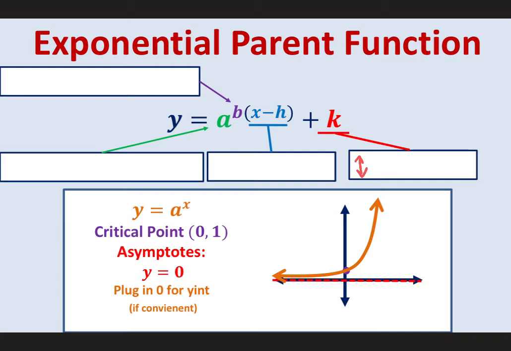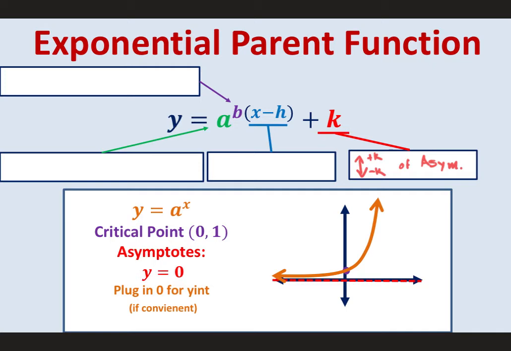So an up and down shift: a positive k value is going to send you up, and a negative k value is going to send you down. But this is not the up and down shift of our critical point. This is the up and down shift of the asymptote, right? So that dashed line, that's the first thing you're going to plot every time, and you're going to control that with the up and down shift.